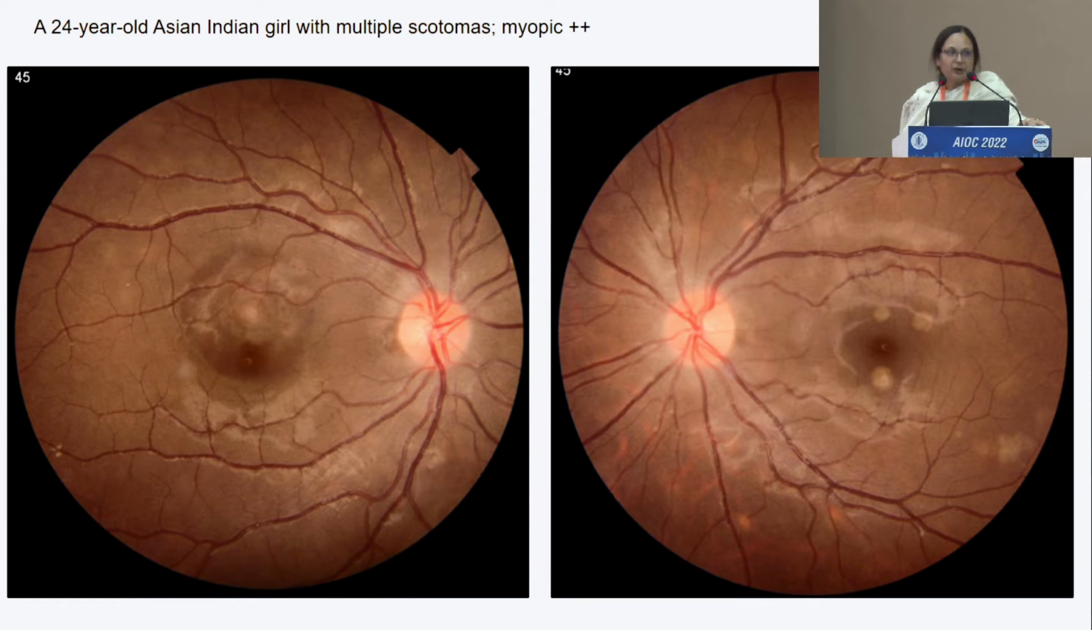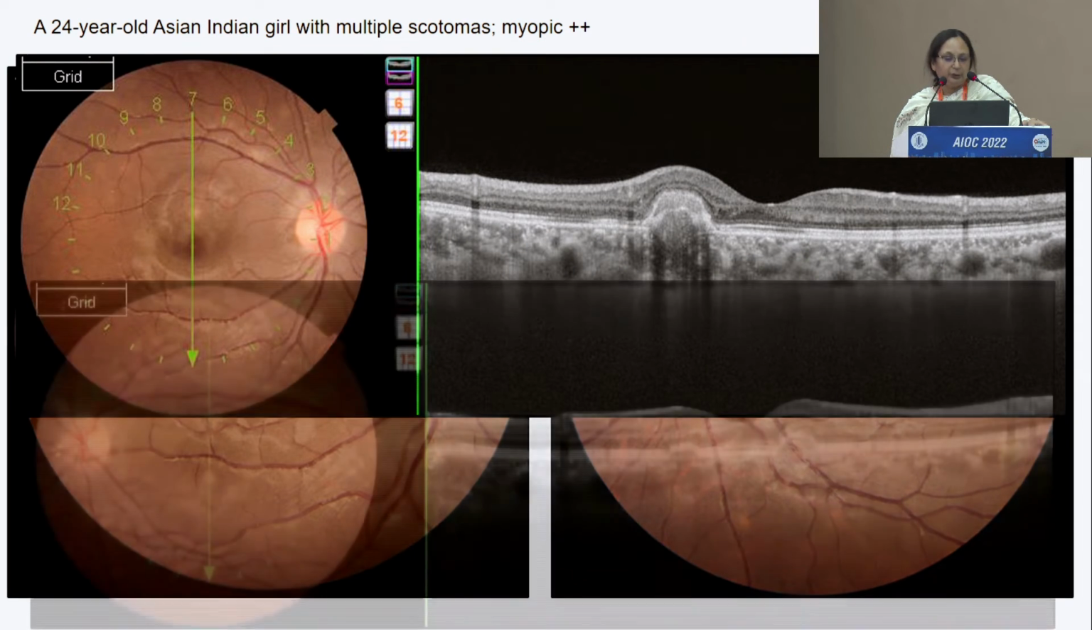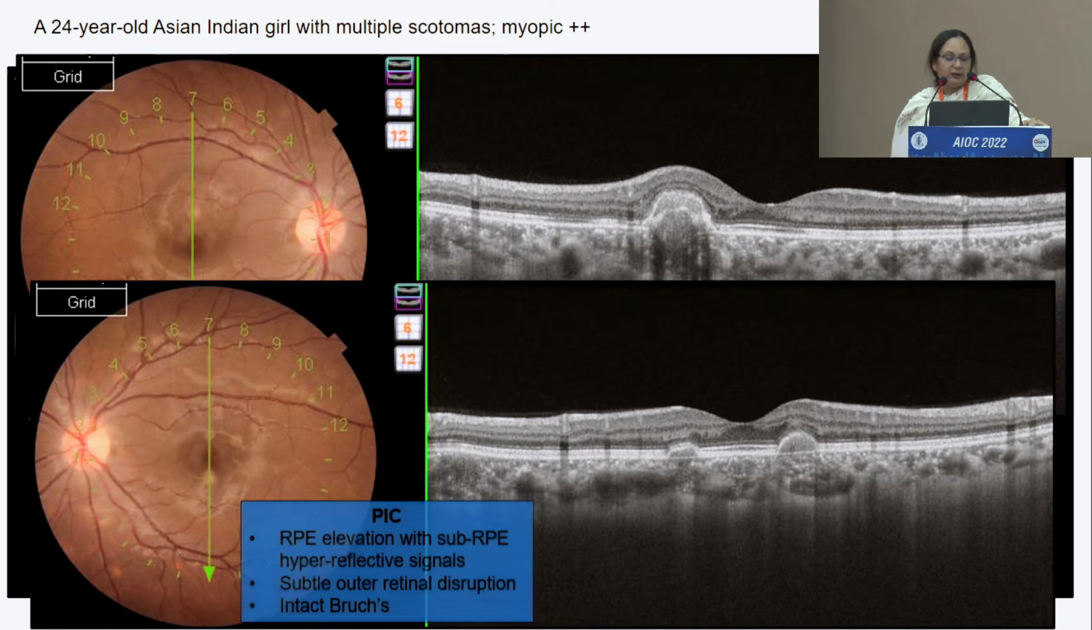Now this is a 24-year-old young girl who has multiple scotomas. She is a myope, and as you can see here, these are lesions which are very suggestive of PIC, that is punctate inner choroidopathy. And this is how the OCT shows. PIC is very common in myopic young women, and this is very typical, where you have RPE elevation with sub-RPE hyperreflective signals, subtle outer retinal disruption, and intact Bruch's membrane.